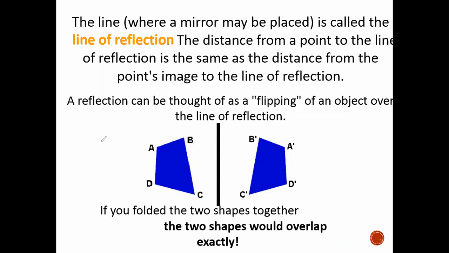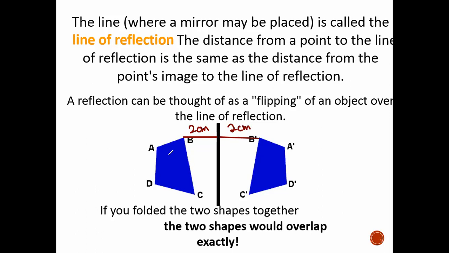let's say I'm going to choose one of the vertices, B. The distance from the vertex B to the line of reflection, let's say I'm going to put it as 2 cm. If the distance from B to the line of reflection, or the mirror line, is 2 cm, you have to make sure that the distance from the line of reflection towards B prime, the vertex point of B on the image, must be the same distance. It must be 2 cm. That's how reflection works.